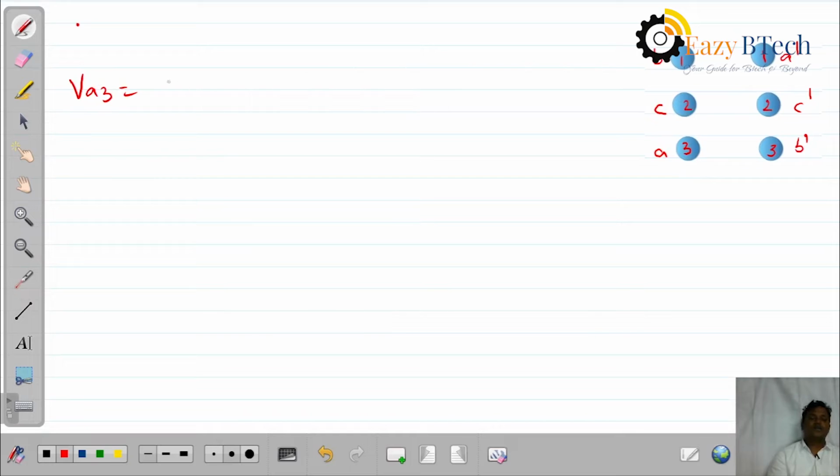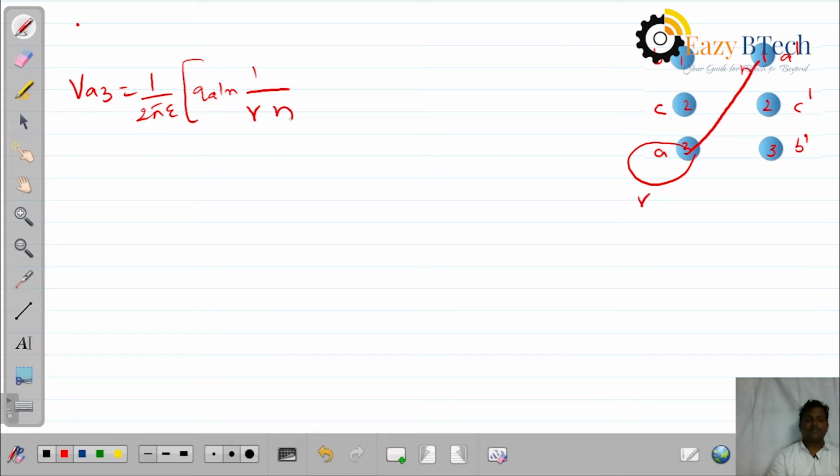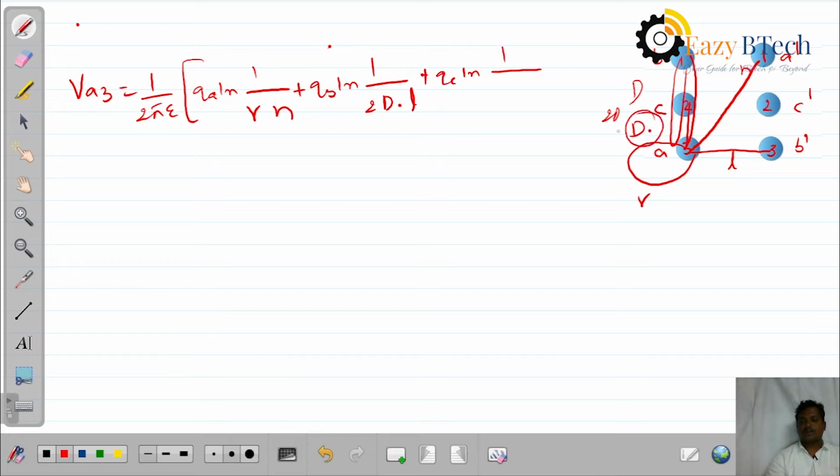For the third interval, it is 1 by 2 pi epsilon, 2a ln 1 by the distance from A to A dash. The distance from A to A dash is r, therefore r into n. Keep in mind this distance equals this distance, it is n. Now plus QB ln 1 by the A to B distance. A to B distance is D plus D, 2D. For 2D into A to B dash, the distance is L. Plus QC ln 1 by A to C distance, which is D. The A to C dash distance is M.